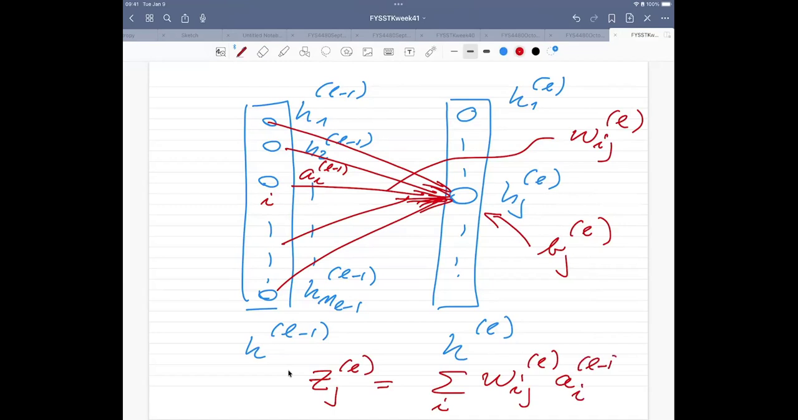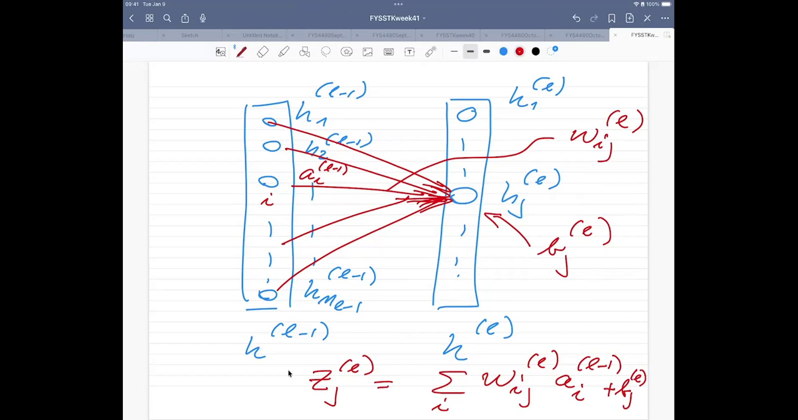from L minus 1. This is the previous output, plus a Bj of L. So this is my weighted input to the activation function in that specific node of layer L. So if you think back to what we did in the simpler case, this was this C1 or C2, which then entered the activation function.